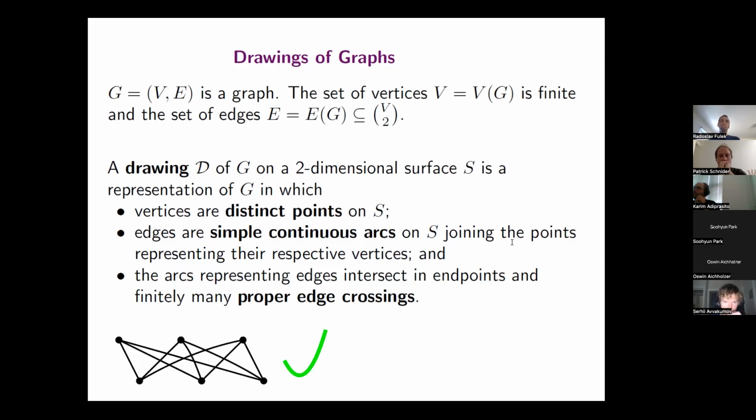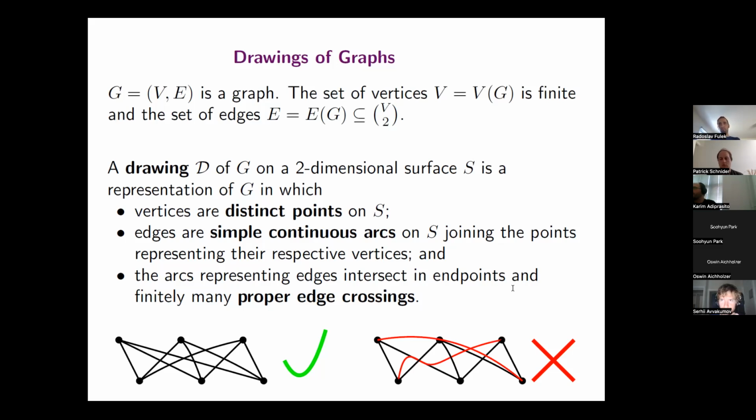And the arcs that connect the edges can only interact by properly crossing, right? So we don't allow two edges to overlap or an edge to pass through a vertex. And then, of course, two edges either are completely disjoint or they meet in finitely many proper edge crossings. As well as that, they can share an end vertex. So this is what we allow, right? So the drawing on the left is fine, and the drawing on the right is not fine.